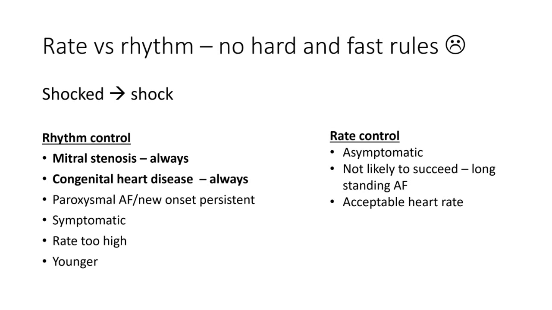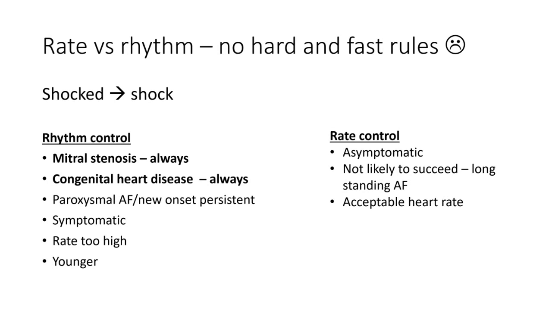In paroxysmal AF or new onset persistent AF, we want to try and maybe think about rhythm control. If it's symptomatic, we would need to think about rhythm control. If the rate is just way too high, it should be a rhythm control method that's thought of first, really. And also, younger patients, we would typically try to rhythm control in the first instance as well.